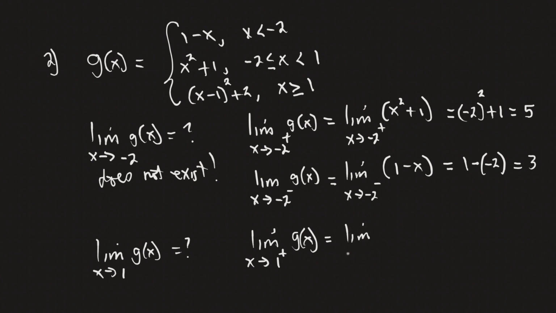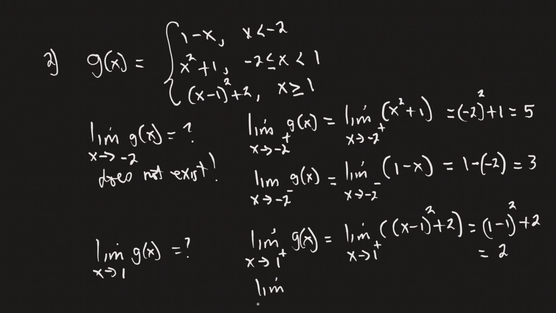Right, so limit as x approaches 1 plus of the quantity x minus 1 squared plus 2. Well, plug in 1, so you have 1 minus 1 squared plus 2, that's 0 squared, that's 0 plus 2, so that's equal to 2. What about the limit as x approaches 1 minus of g of x? Well, what piece is this?